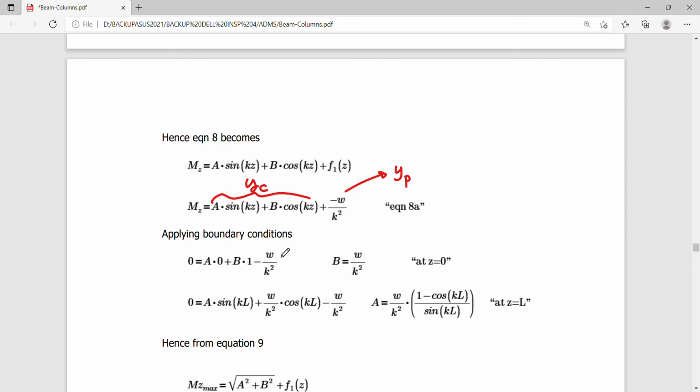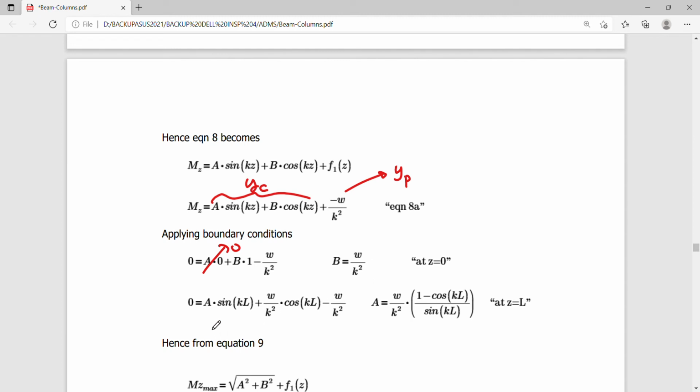So applying boundary conditions now in this particular case, in order to get the coefficients a and b, we take the condition of the moment at z equals 0. At z equals 0, the moment is 0. So the sine of 0 is 0. So a times 0 plus the cosine of 0 is 1. B times 1 minus wk squared. So b can be computed simply because this is 0, equivalent to positive w over k squared.